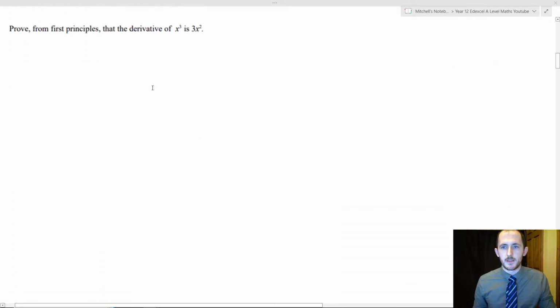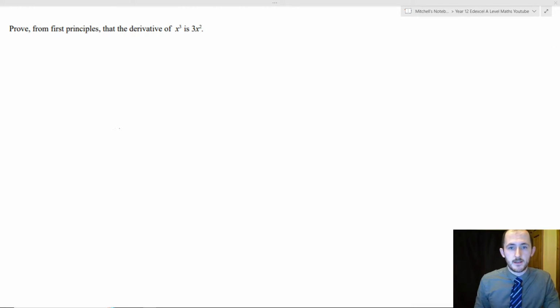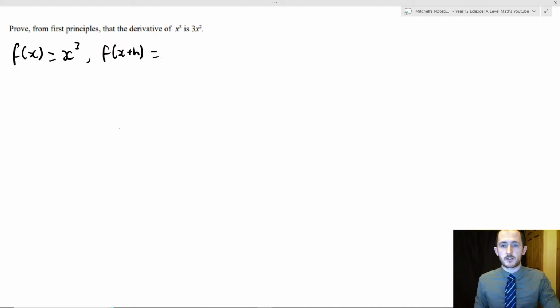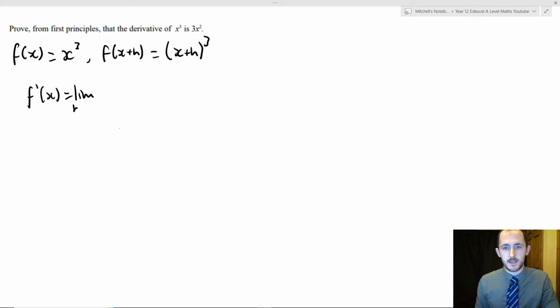Perfect. So, proof from first principles that the derivative of x cubed is 3x squared. So again, let's define what our function is. We're trying to differentiate x cubed. So f of x plus h, again all we do is we replace x with x plus h, so we have x plus h cubed. Then our derivative is the limit. Again, I'm going to be a bit lazy, and hopefully I'm not going to write limit every single time until I actually take the limit.